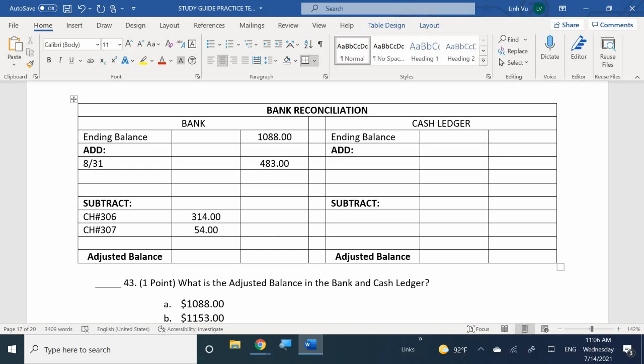So in this case, how much do I need to subtract? 314 plus 54 is 368. Okay. So now let's go ahead and find my adjusted balance here. If I started with 1088, I need to add 483 and subtract out 368. What is my grand total of adjusted balance?